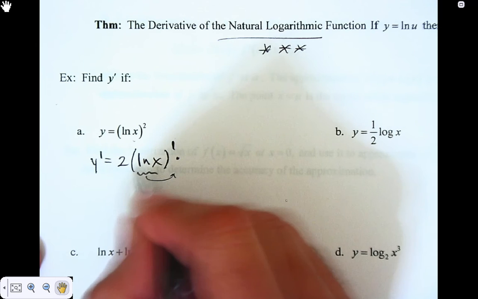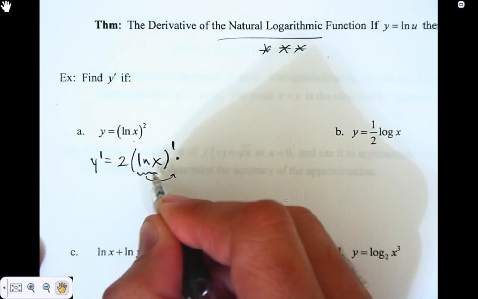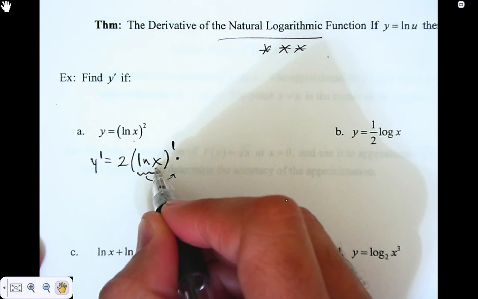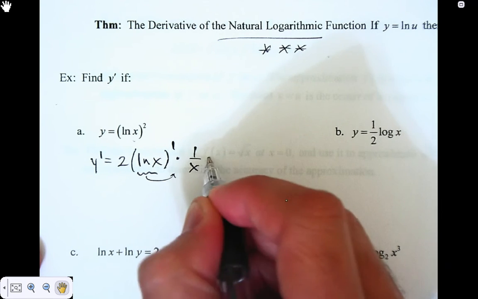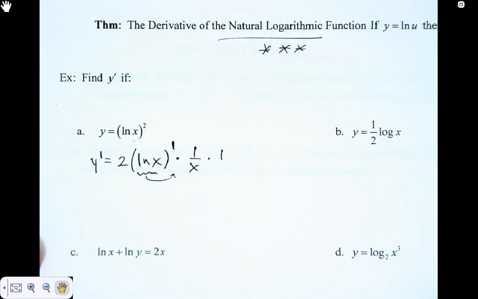times chain rule, the derivative of the inside stuff that we have not taken the derivative of yet. So what is the derivative of ln of anything? It's 1 over the stuff, which is 1 over x, times the derivative of the x, which is just 1.